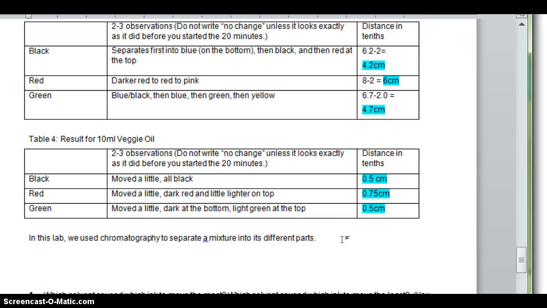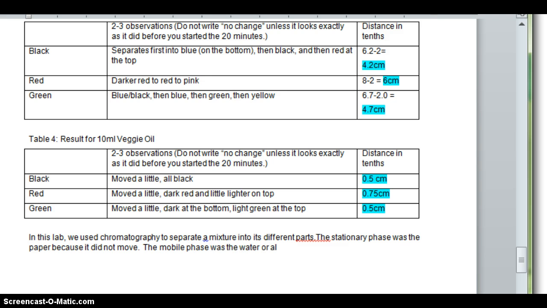And then the stationary phase was the what? The paper, because it did not move. The mobile phase was the what? The water or alcohol or oil, because the mixture, which was what? The ink, moved through it. And the solvent or solvents were what? The water, the alcohol, and the veggie oil.